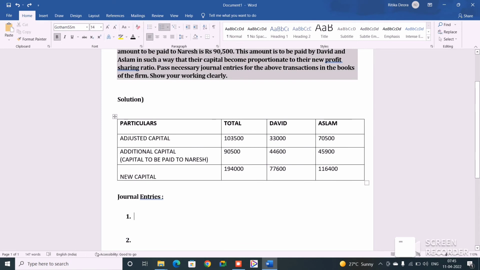So finally, what will be the journal entries? The first journal entry will be for bringing in cash by the remaining partners, which will increase their capital. So the entry will be cash account debit to partners' capital account. Total cash brought in is 90,500 and it is contributed by David and Aslam. So to David's capital account, it will be 44,600, and to Aslam's capital account, it will be 45,900.